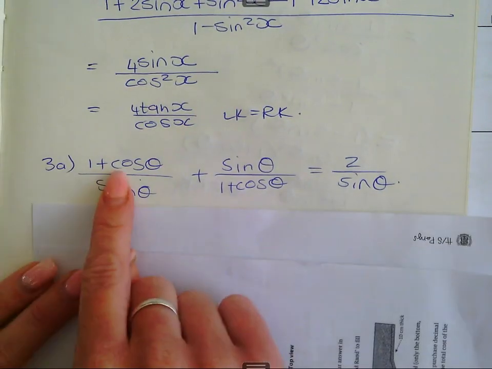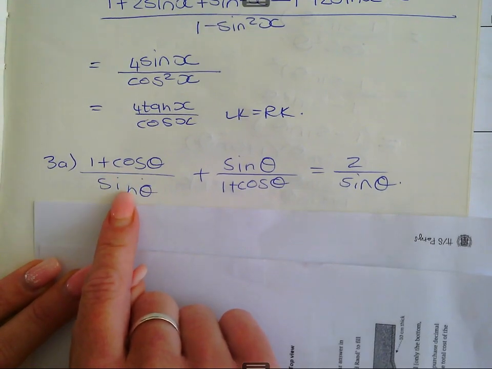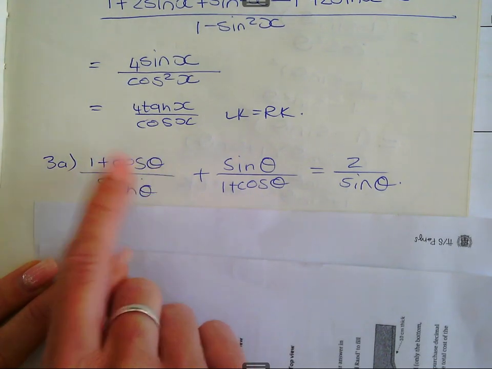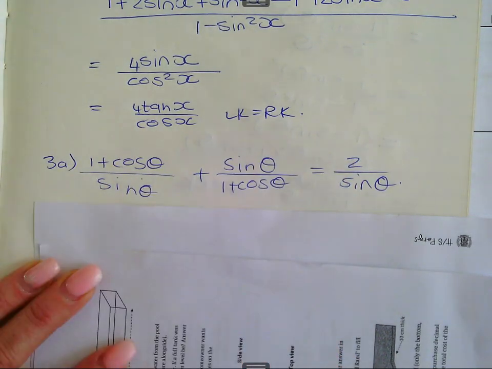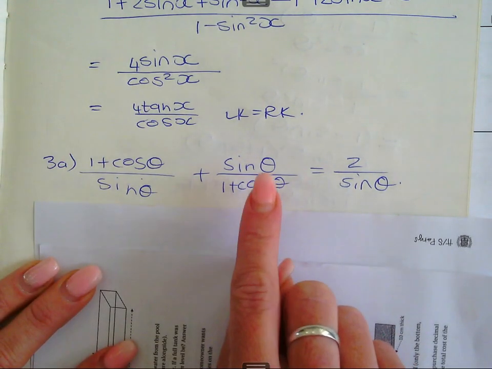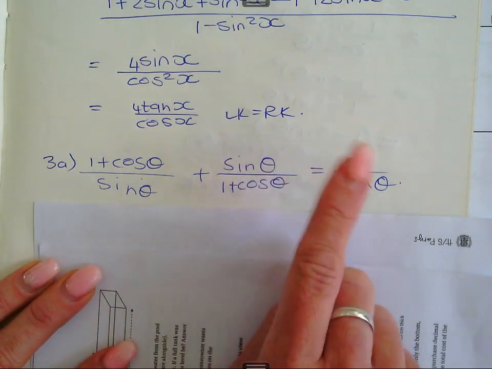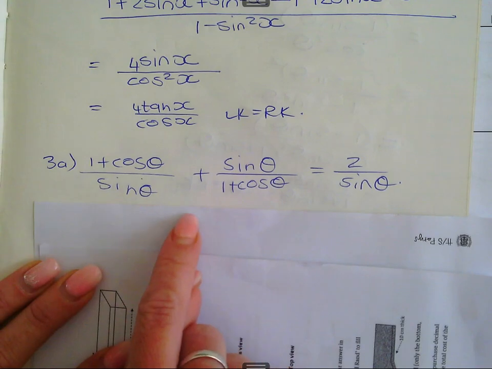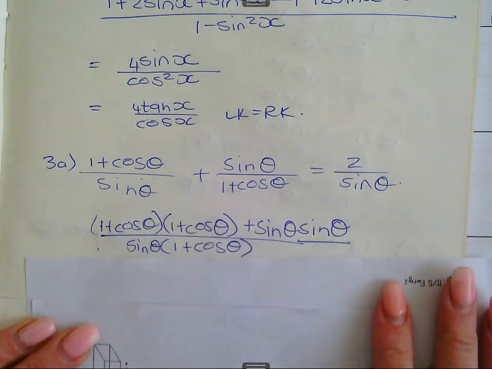Okay. What does this denominator need? 1 plus cos theta. Do you see what's going to happen? I'm going to have 1 plus cos theta times 1 plus cos theta. It's a perfect square. What does this denominator need? So I'm going to have sin squared times sin squared. Is there anything dangerous? No, there's not a minus. So you just multiply them and then it looks like that.